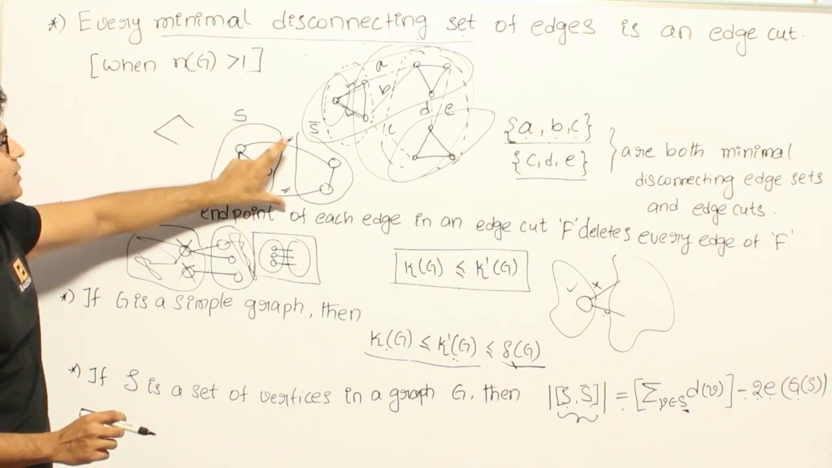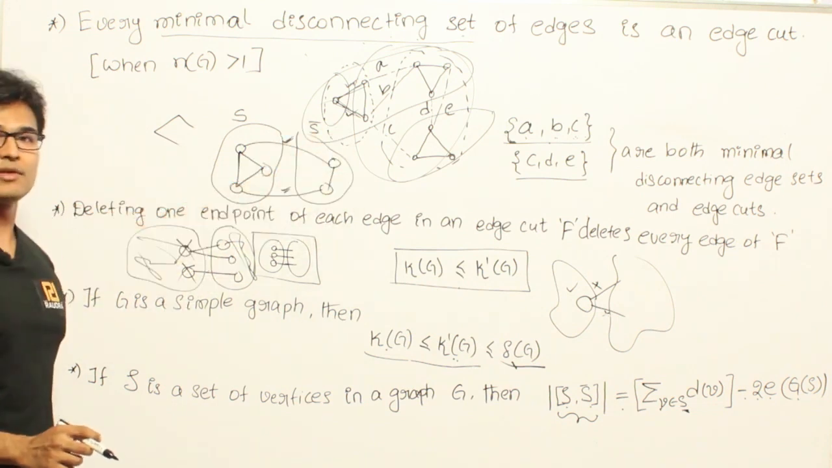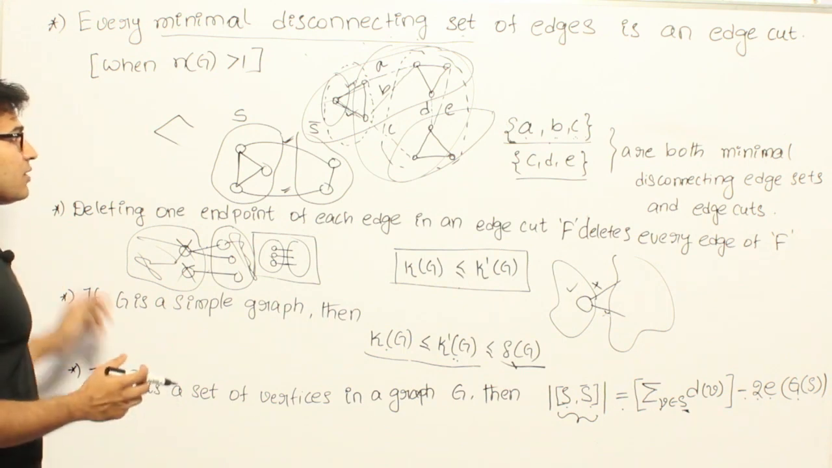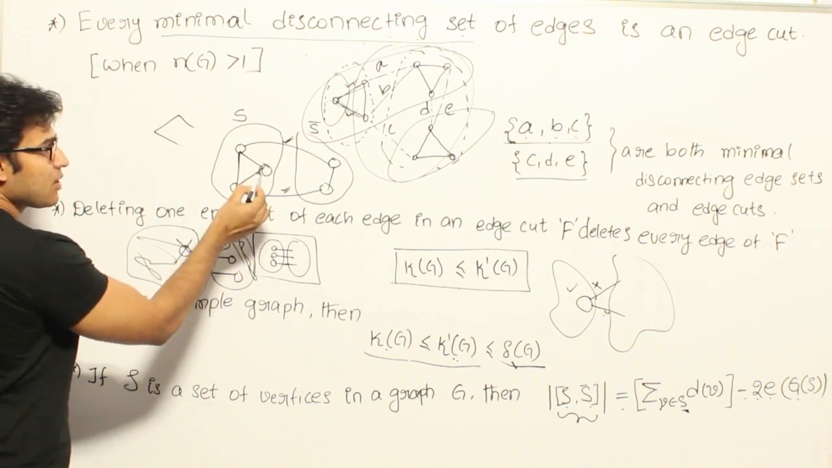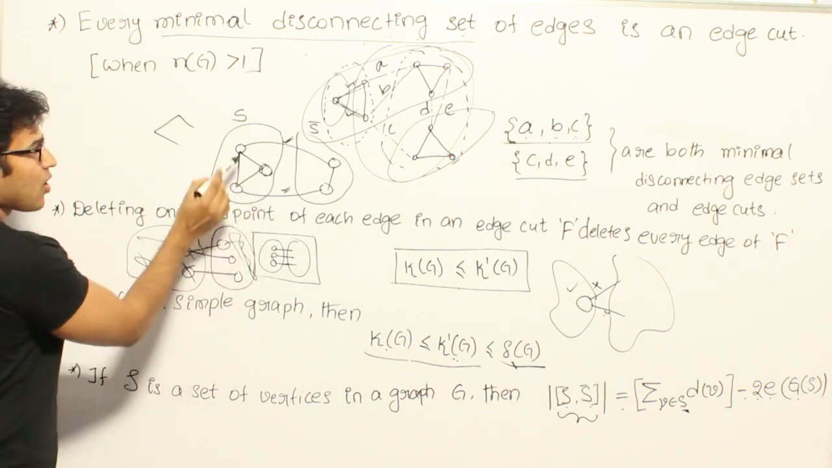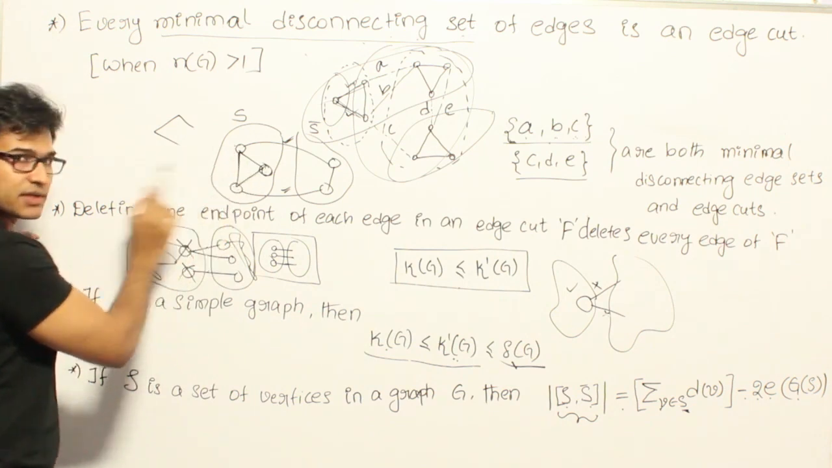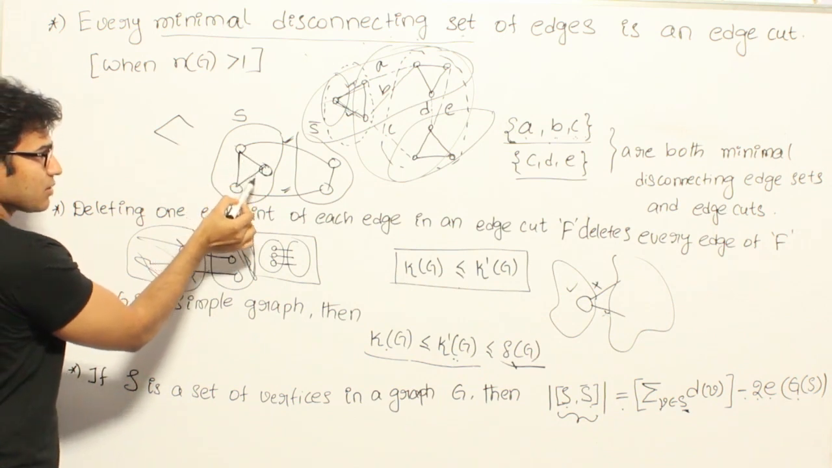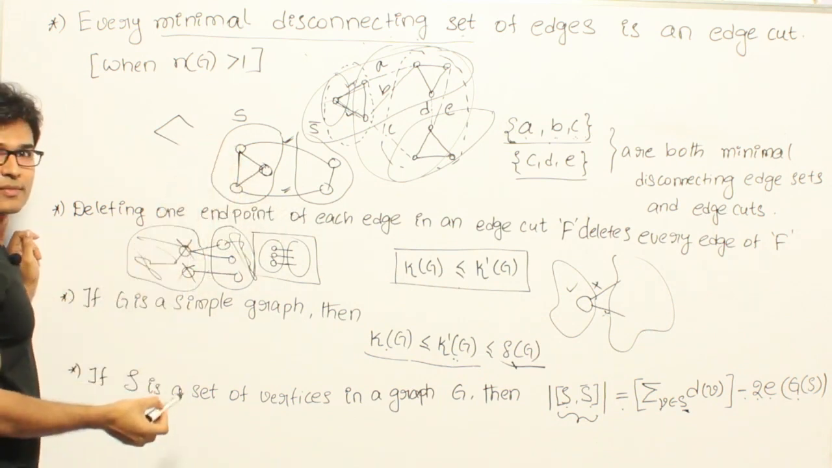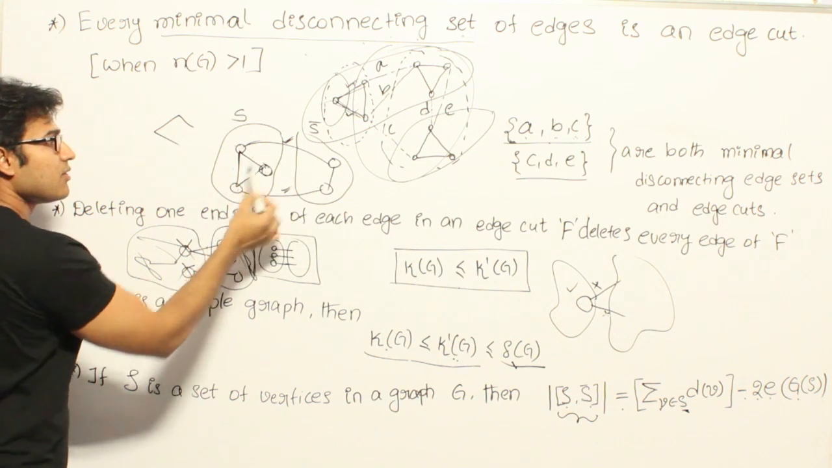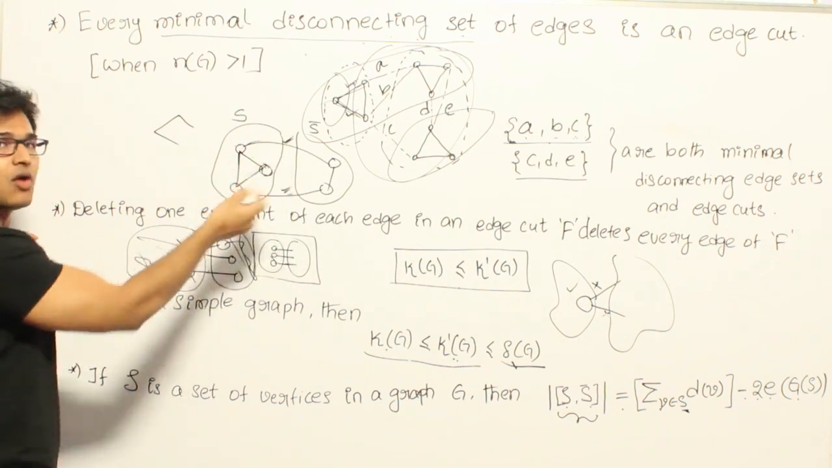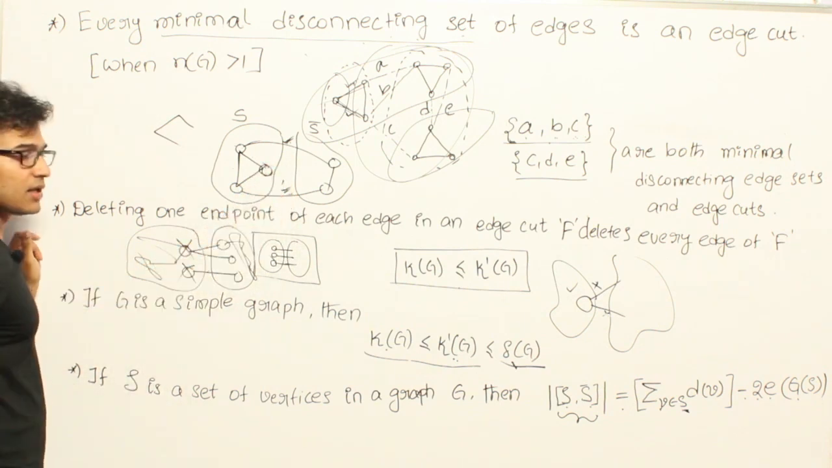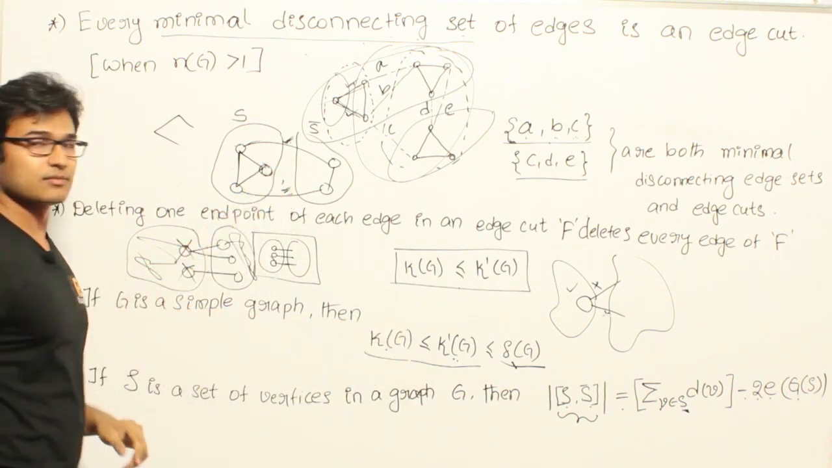Then you are going to get the edges which are going out. That is nothing but the cardinality of the edge cut. Find out how many edges are totally incident on all the vertices which are present inside this set. From that number, you delete the edges which are present inside the set. Now you are going to get the edges which are going outside the set, which is nothing but the cardinality of the edge cut. Now this is the way they are doing it, right?